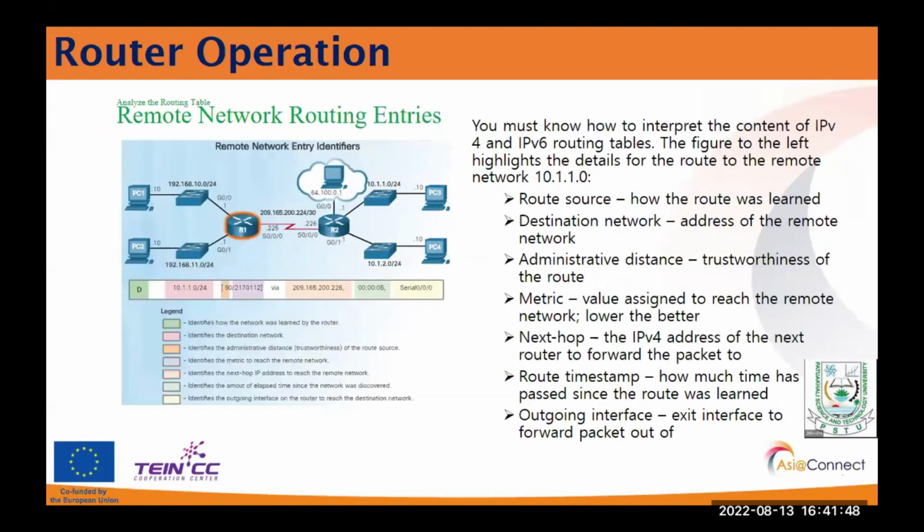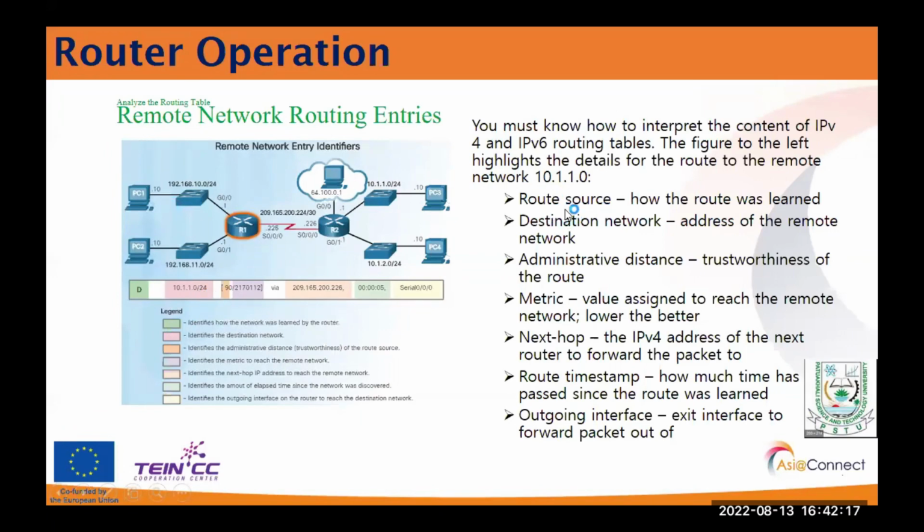And remote network routing entries, all are remote network entries. Basically, this type of information you must know how to interpret, the content of an IPv4 routing table. Basically, this is 10.1.1.0. The figure on the left highlights this network. This is the routing table information. Here 10.1.1.0/24. What does it mean?